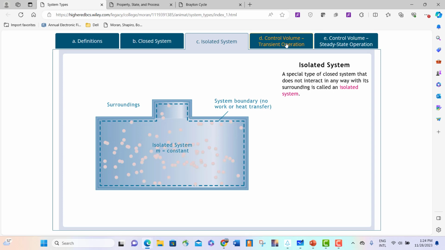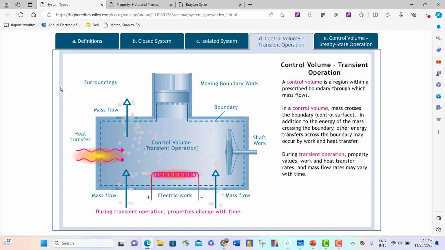So now we're going to look at control volume in a transient operation. So you see you have mass flow going out, and you can see the flow going out. So we have all of those things that we talked about. We've got flow in and flow out, and so we've got a control volume transient operation, right?